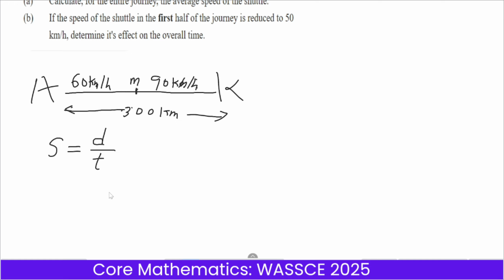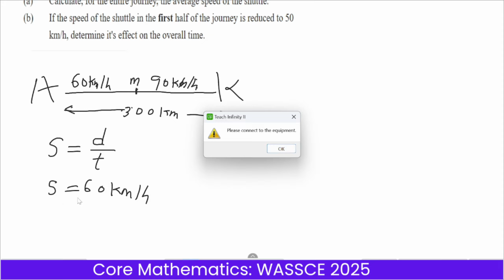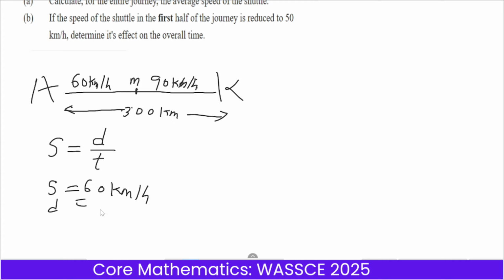So let's go with the first half. In the first half of the journey, we have the speed of our shuttle, which moves at 60 kilometers per hour. And then the distance, D, we are told is half of the entire journey, which is 1/2 times 300, which gives us 150 kilometers. Now, the time taken for this duration, we don't know, so that is something we can find now.